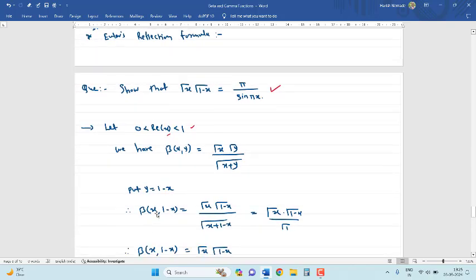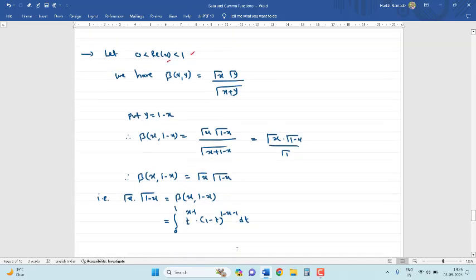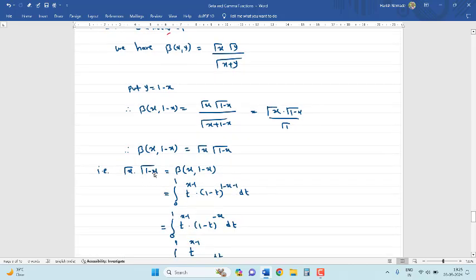So beta x comma 1 minus x is gamma x into gamma 1 minus x divided by gamma of x plus 1 minus x, that is gamma 1. But the value of gamma 1 is 1, so the denominator becomes 1. Therefore beta x comma 1 minus x is equal to gamma x into gamma 1 minus x. So gamma x into gamma 1 minus x is beta x comma 1 minus x.